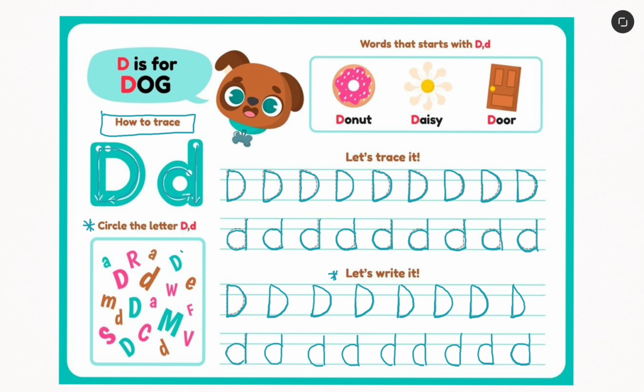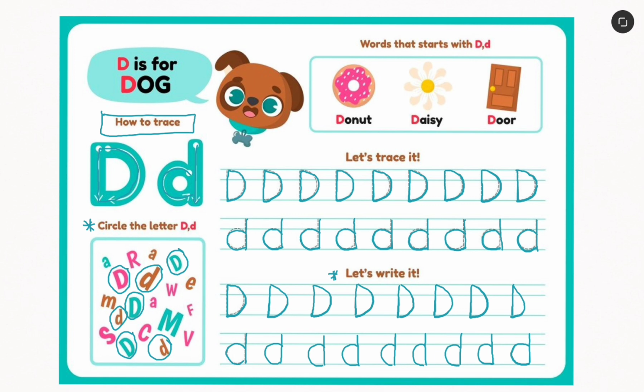So I can see one capital D here, another capital D here, another capital D here, another capital D here. Very good. Now let's go to small d. I see one small d here, another small d here, another small d here, and that is all. Good job.